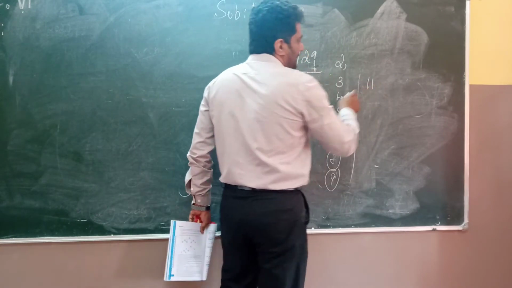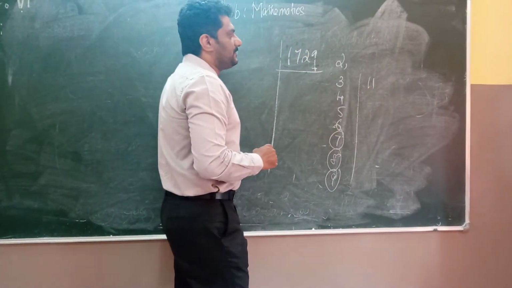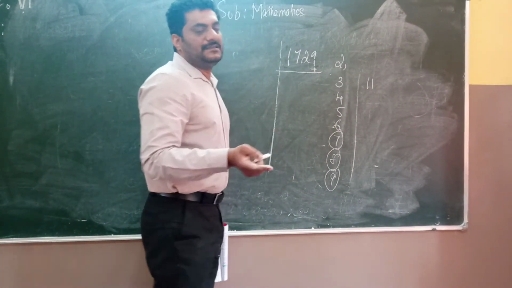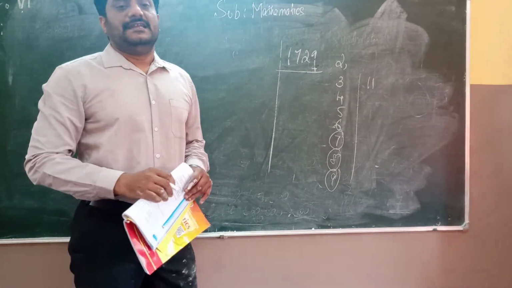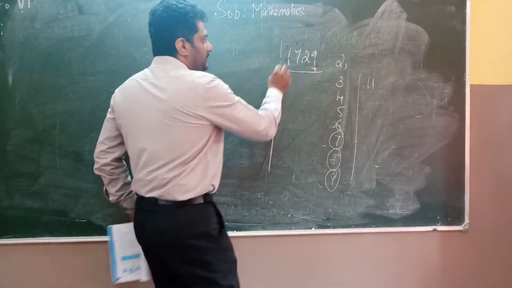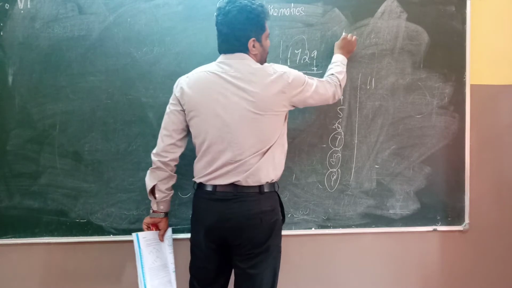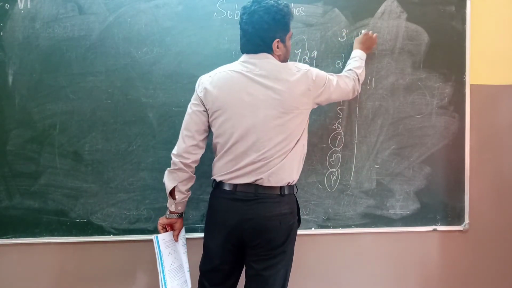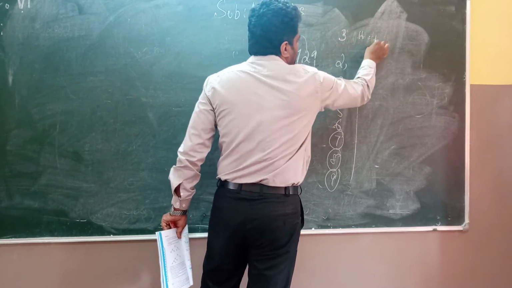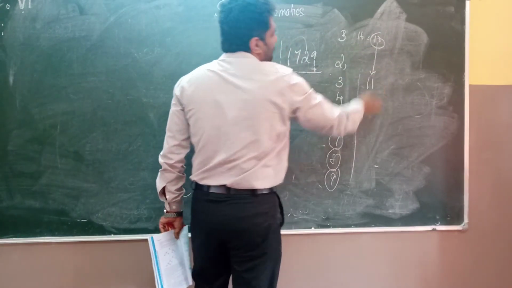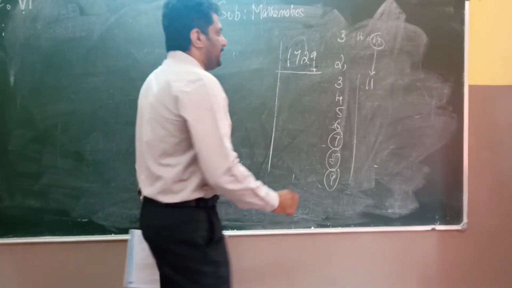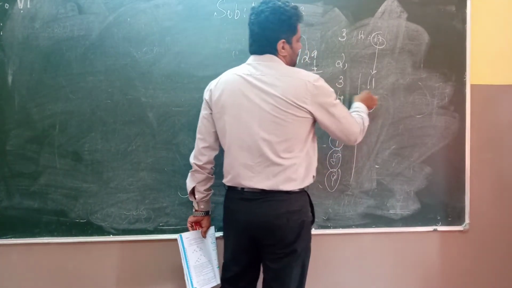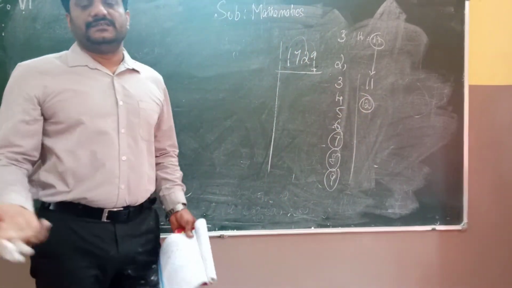Next, 11. Is 11 divisible? How do we check if 11 is divisible or not? You have to take the alternate numbers, right? 1 plus 2 is 3. 9 plus 7 is 16. 16 minus 3 is 13. It is not divisible. 12. Is 12 divisible? No, it is not.